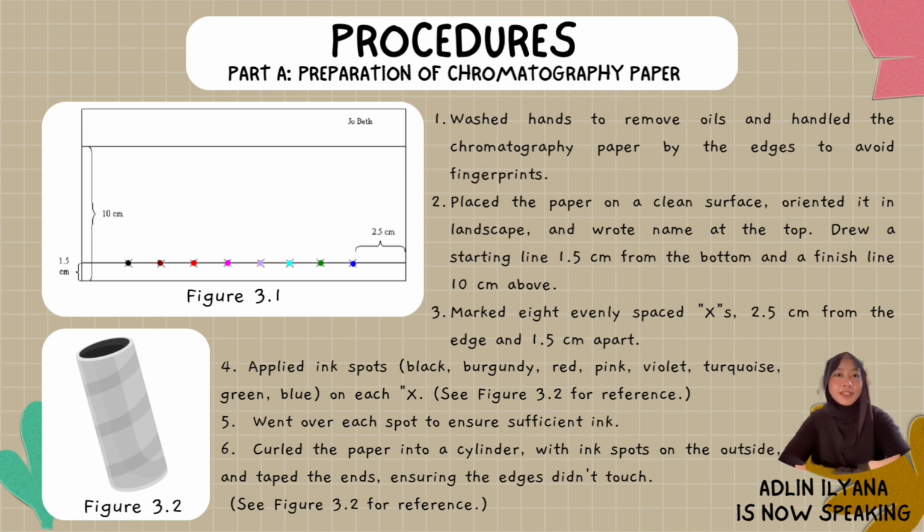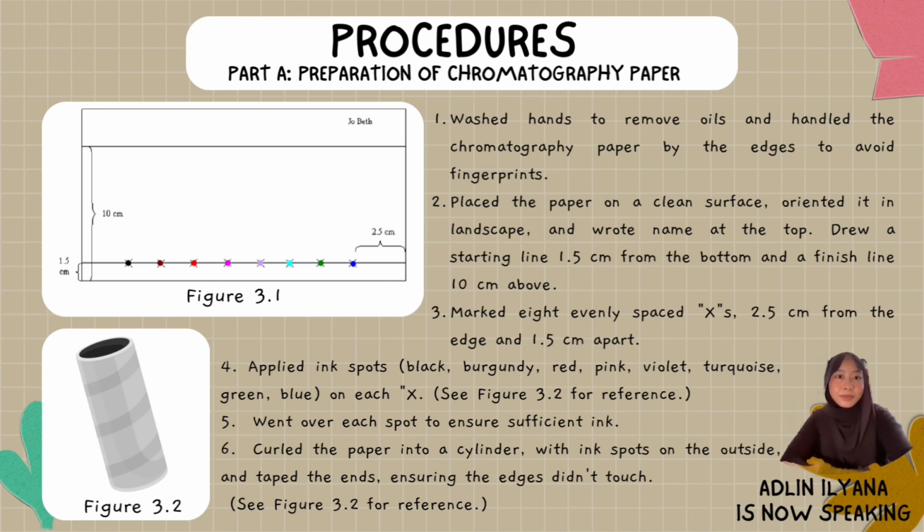Second step, the chromatography paper is placed on a clean surface, such as a notebook or paper towel, to prevent contamination. The paper is oriented in landscape and the name is written at the top edge in one corner. By using a pencil and ruler, a straight line is drawn about 1.5 cm from the bottom edge, marking the starting line. The second line, about 10 cm above the first, is drawn as the finish line.